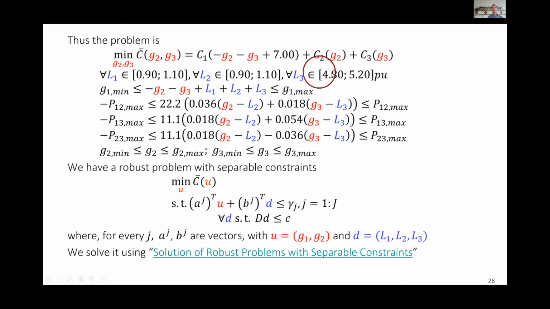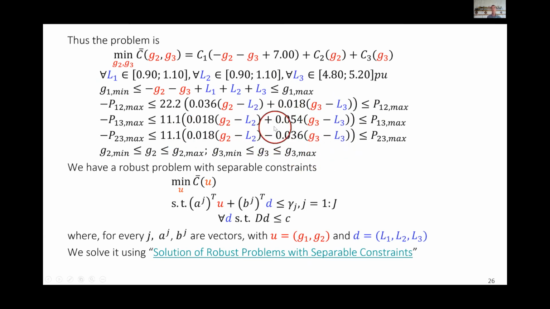This is the problem I have. This is the objective function, which depends only on my control, and which is the expected cost. So we've removed the disturbance from the cost, but of course it is still present in the constraints, and we have to formulate that for every value of the disturbance in those intervals, those inequalities must be true.